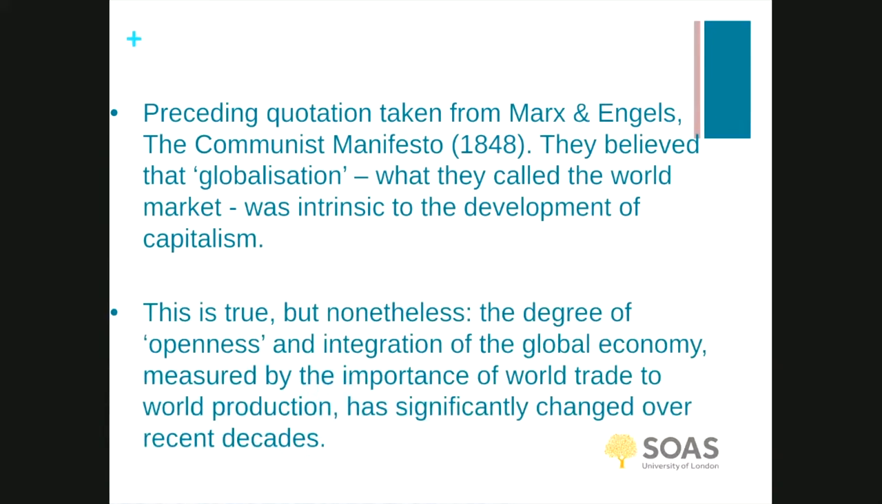So using these kinds of assumptions, many people have argued that we actually see, rather than a moment of globalization that begins later in the 80s or 90s, waves or cycles of globalization, where the global political economy is more or less integrated through different phases. This is certainly true, but at the same time, we can see over recent years that there has been a very significant degree of openness and integration of the global economy.